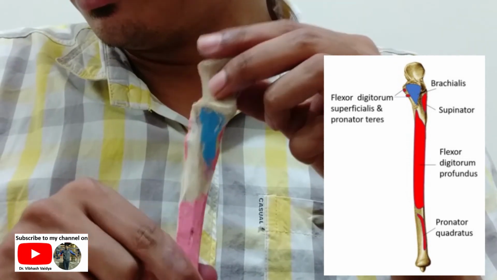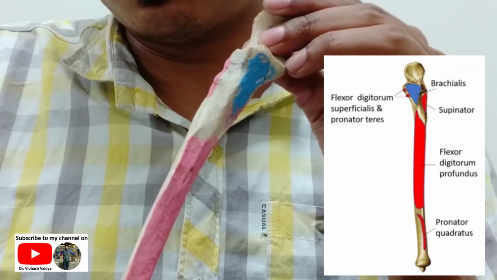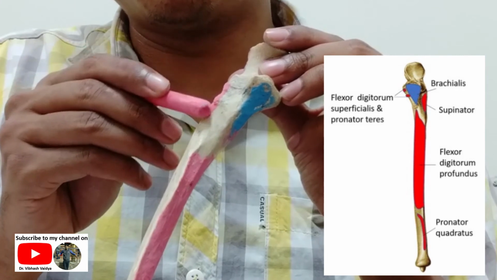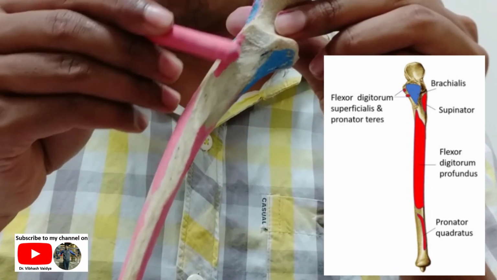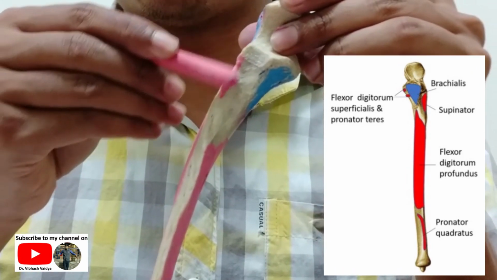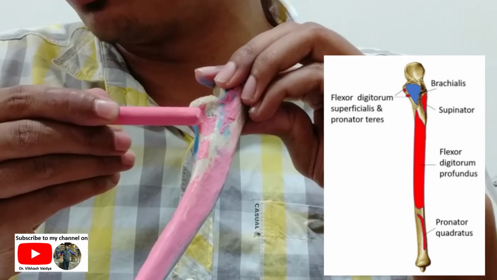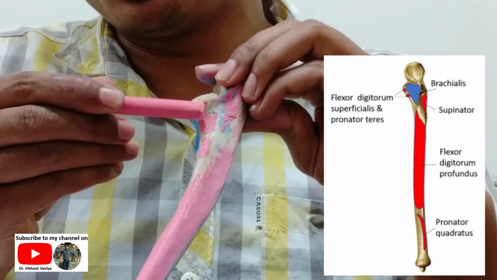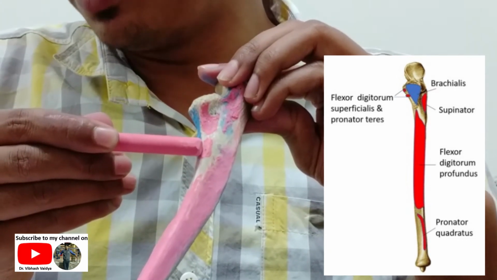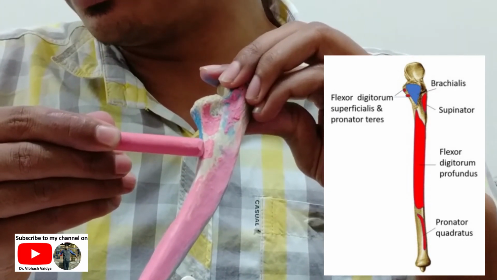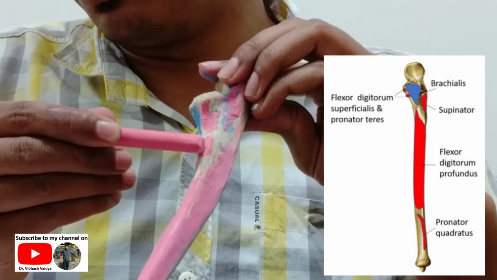Then the supinator arises from the supinator crest. Over here this is the supinator crest, and over here we have the origin of the supinator muscle. Over here we have the origin of the ulnar head of the flexor digitorum superficialis, and over here we have the origin of the ulnar head of the pronator teres muscle.